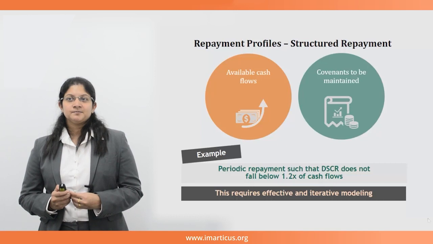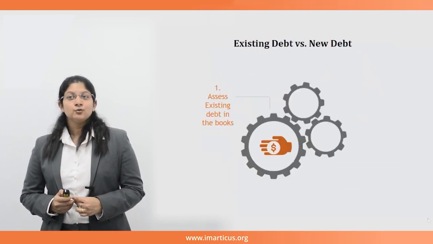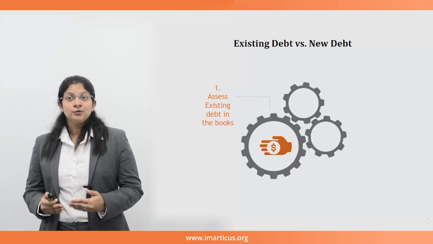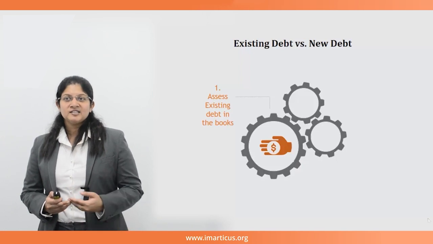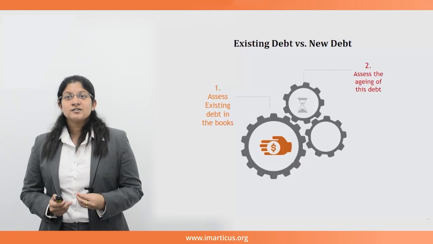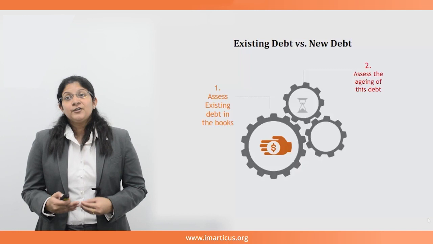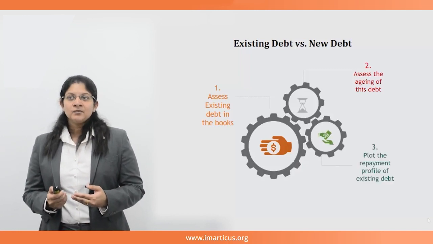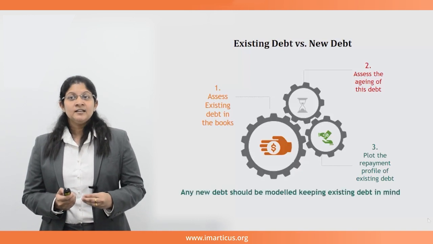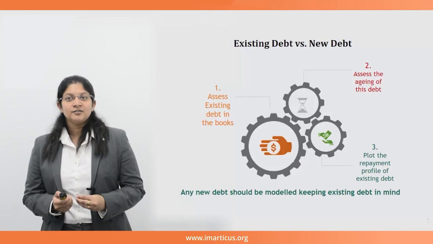One last point to be kept in mind regarding debt is if you are modeling an existing company or project and not a greenfield or completely new one, there may already be some existing debt in the books. You would need to assess the aging of this debt. That is, if the loan originally had a tenure of 10 years and 3 years have already lapsed, then remaining loan life is 7 years. You would then need to plot the repayment profile of this existing debt. Any new debt should be modeled keeping existing debt in mind for calculating the debt equity ratio and other key metrics.